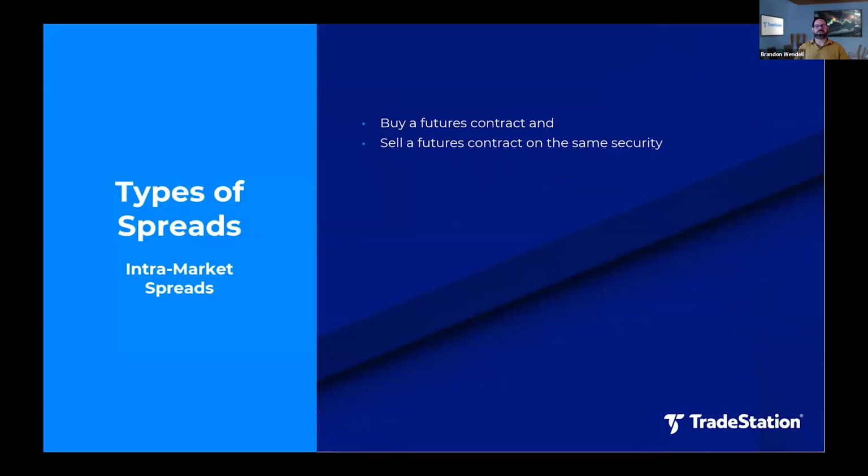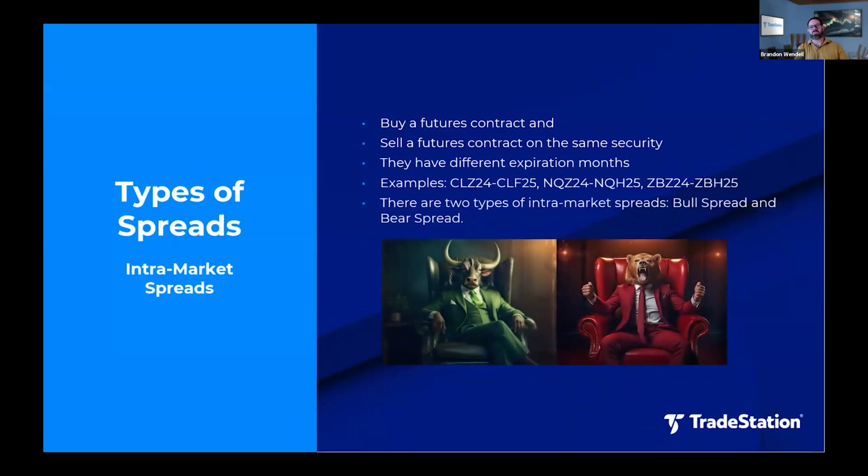The one that many people start with, and is pretty common actually, is called an intramarket spread. An intramarket spread is where you're buying a futures contract and selling a futures contract on the same underlying security. So as I said before, it could be both NASDAQ, could be both Dow, whatever. They just have different months. And basically what we're looking at here could be crude oil.